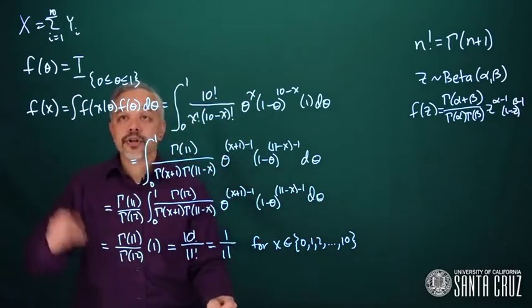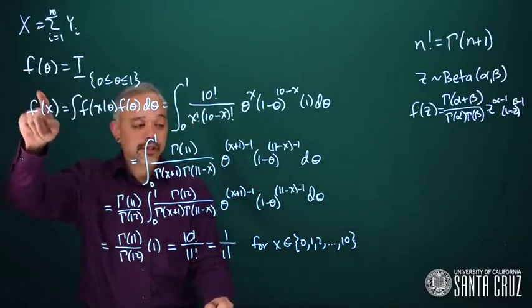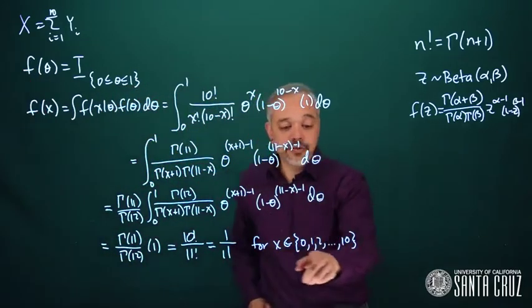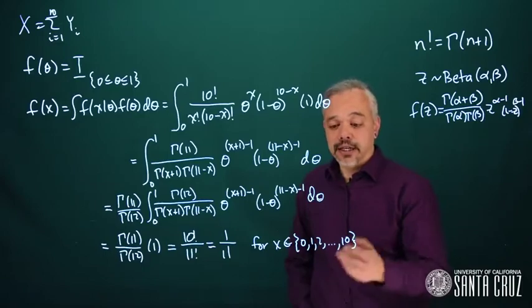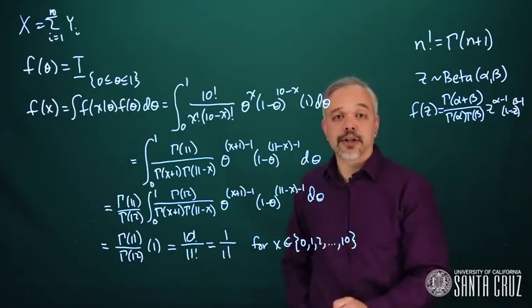Thus we see that if we start with a uniform prior, we then end up with a discrete uniform predictive density for x. If all possible coins, or all possible probabilities, are equally likely, then all possible x outcomes are equally likely.